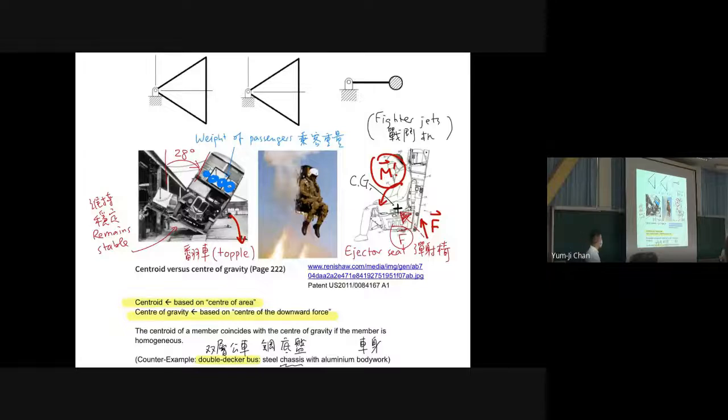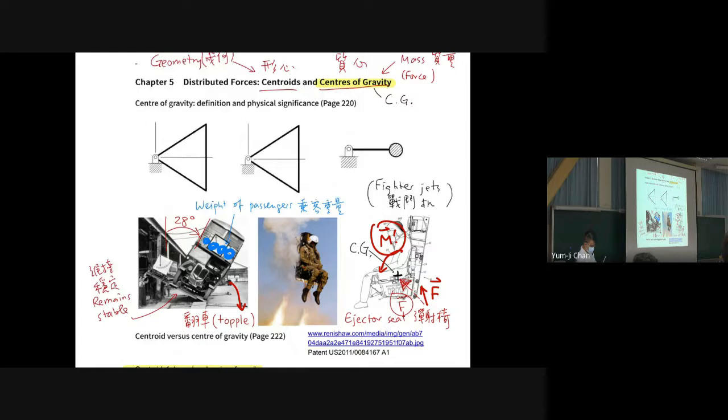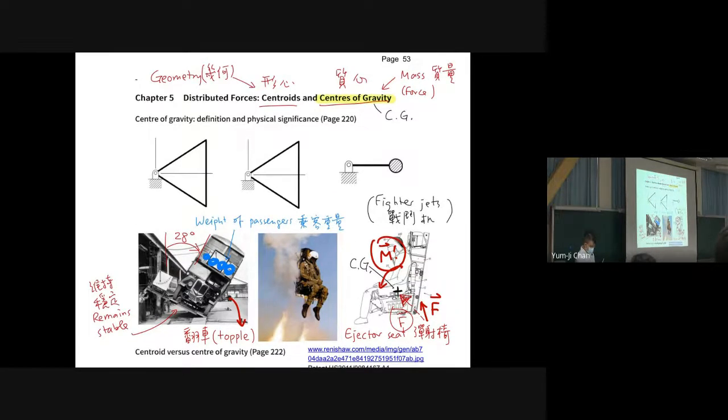How do we define center of gravity? Let's say, suppose we have a triangle here, and gravity is going this way.